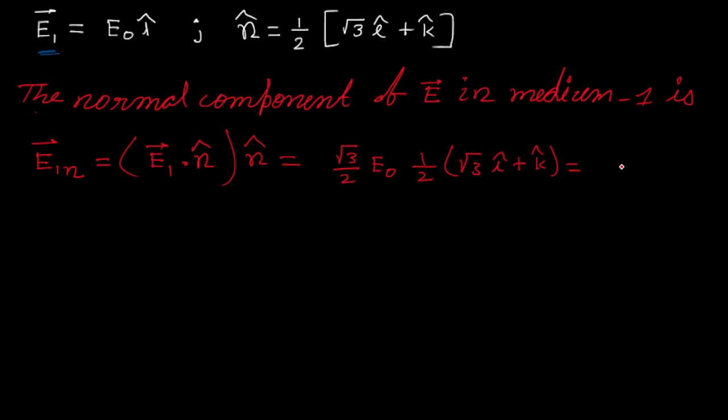So finally, the normal component of this electric field is, just multiply these two things together. What you'll get is 3 by 4 E naught i cap plus, again you will multiply there, so you will get root 3 by 4 E naught k cap. So this is the normal component of electric field in medium 1.